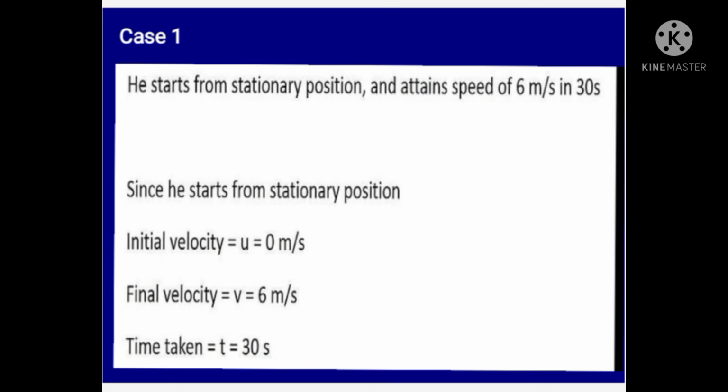How can we solve this problem? In the first case, the initial velocity u is equal to 0 here. What is the reason? The object is in a stationary position at first. So we can take the initial velocity equal to 0, and it attained a velocity of 6 meter per second. That means 0 to 6 meter per second. So here the final velocity v is equal to 6 meter per second, and the time is 30 seconds.